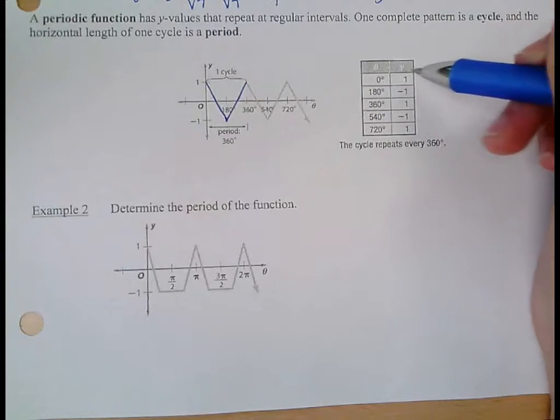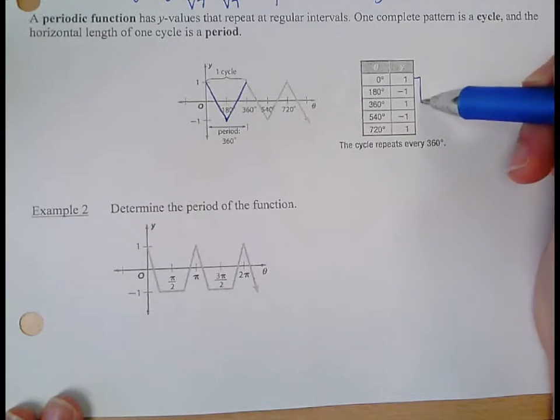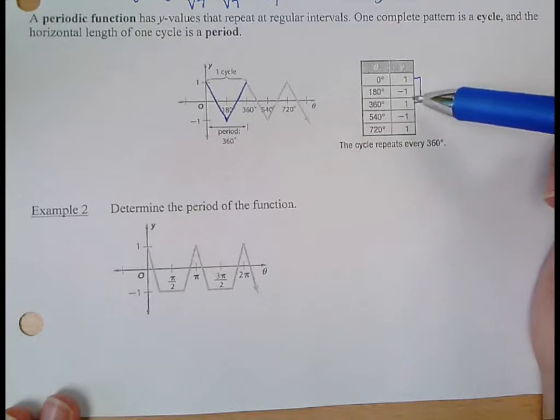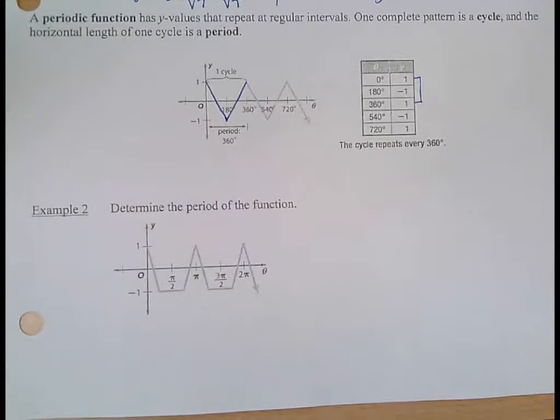So from 0 degrees, where the y value is 1, the next time the y value becomes 1 is at 360. So you're seeing how long it takes for those y values to start repeating.